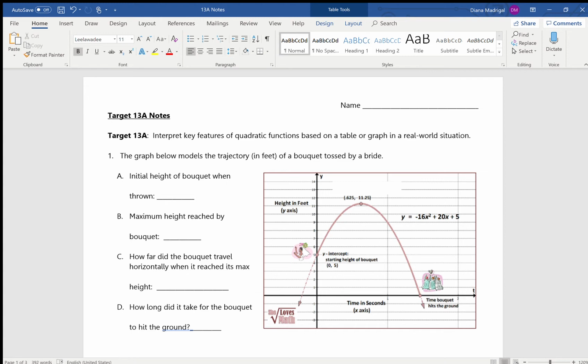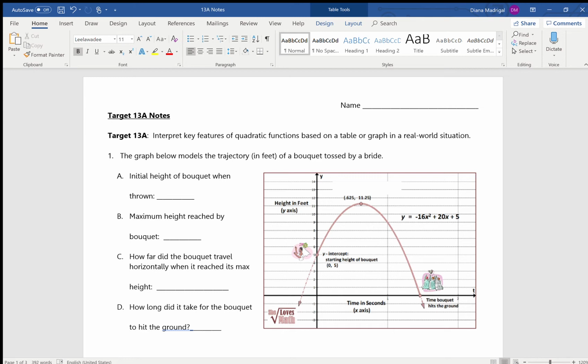We're going to get started with 13A. 13A is a pretty easy target because we're reviewing what we learned in KC11. So our objective is to interpret key features of quadratic functions based on a table or a graph in real-world situations. Well, the key features, we already talked about in KC11. Remember, we were trying to find the zeros of a graph, if it's going to be a maximum or a minimum, how to find the y-intercept. All right, so it's the same thing, but now they're giving us real-world situations.